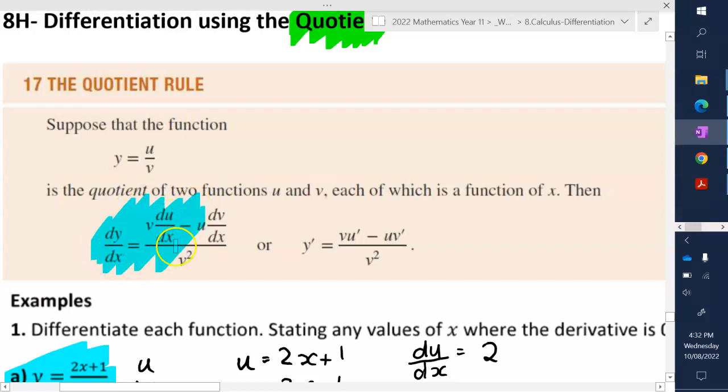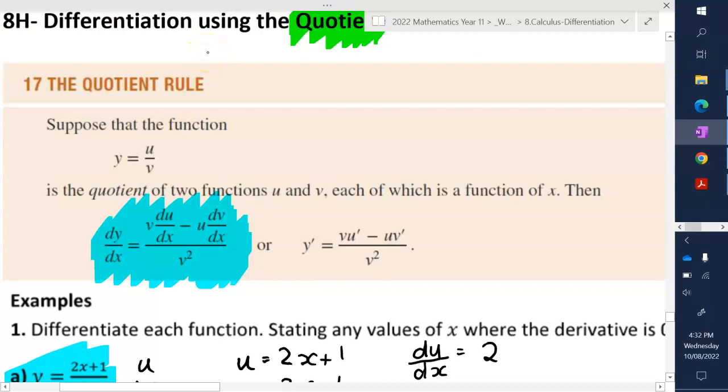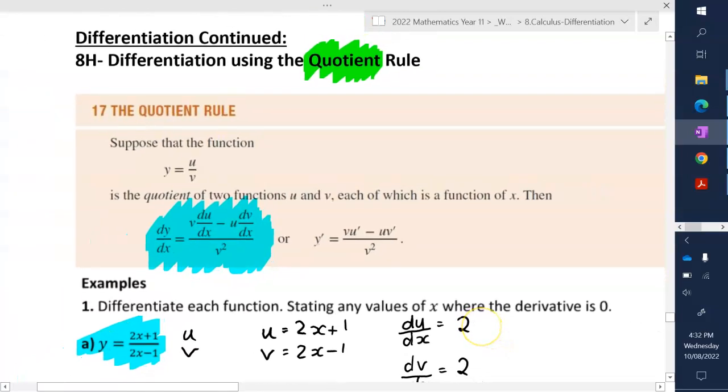This is again given to you in your HSC formula sheet. You do not need to memorize it, thankfully. I did when I was at school, so I'm so glad for you guys that you do not need to. And the rule is, if we have a function of this form, our dy dx is equal to v du dx minus u dv dx all over v squared. Let's have a look at a question and just get straight into it.